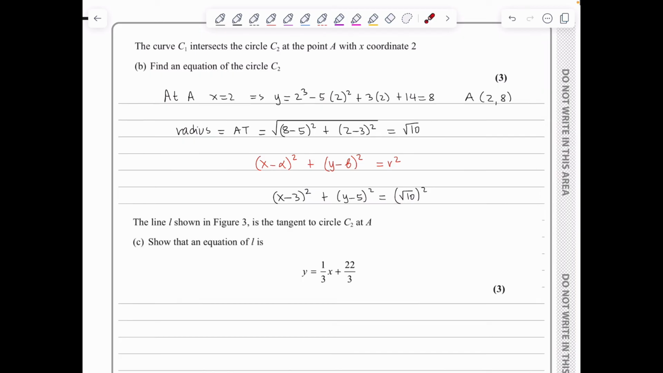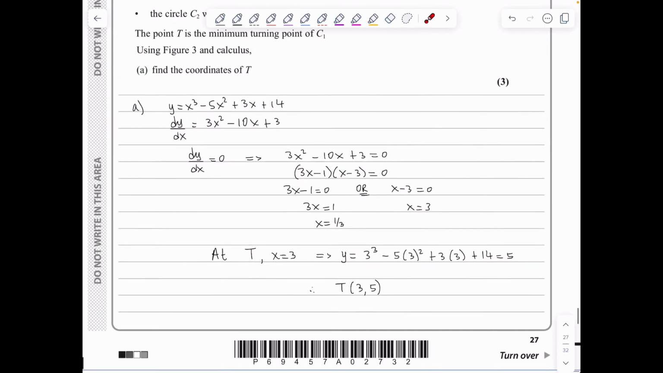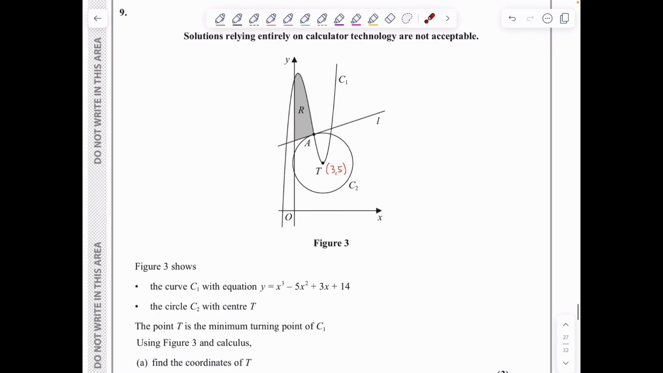In part C, we've got a line L shown in the figure, which is a tangent to the circle C2 at the point A, and we need to show that an equation of L is given here by y is a third x plus 22 over 3. So let's go back to the figure once more. Line L is a tangent. It means that if I draw the straight line from A to T, that should be perpendicular to the line L. Remember, we've got the coordinates of point A. These were found to be (2, 8).